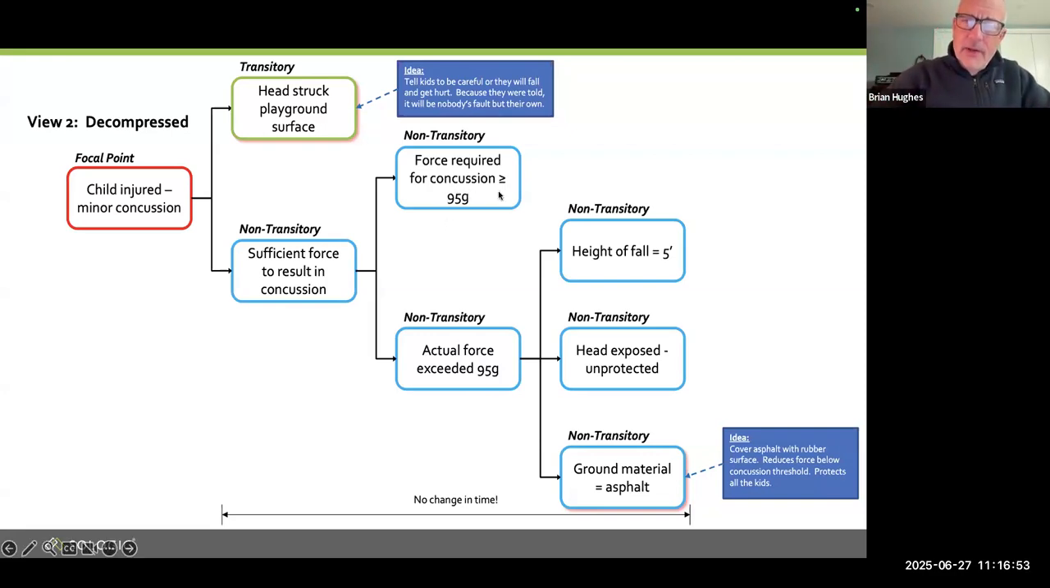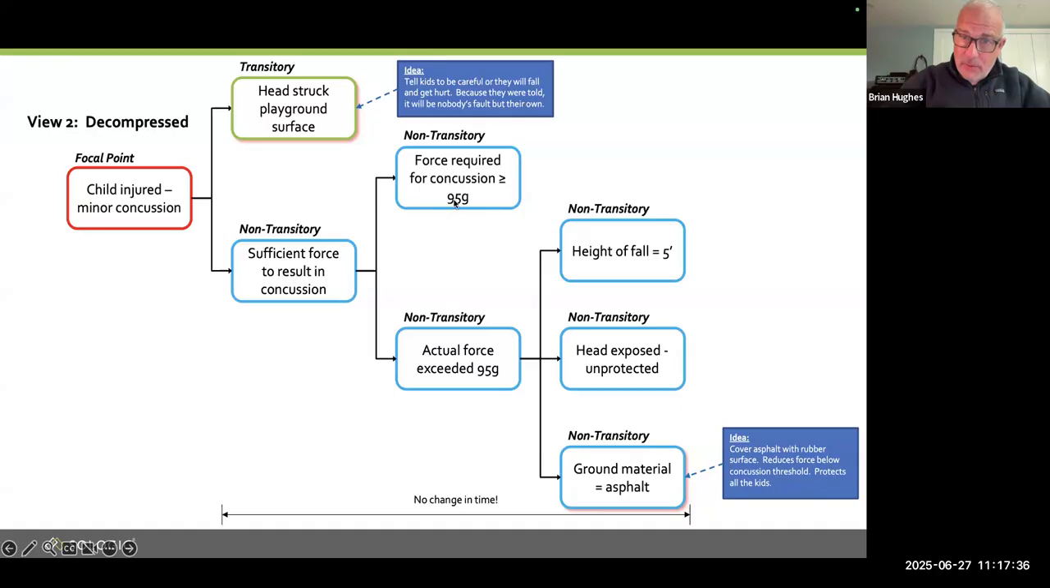Let's say the force required for concussion is greater than or equal to 95 G. I mentioned that there's a differential. The actual force exceeded that, and that was because of the height of the fall being 5 feet, the unprotected exposed head, and also the ground material itself was hard. When you add all of these up, the height of the fall, the head just being out there, and the hard asphalt material, you're going to get an actual force exceeding 95 G.